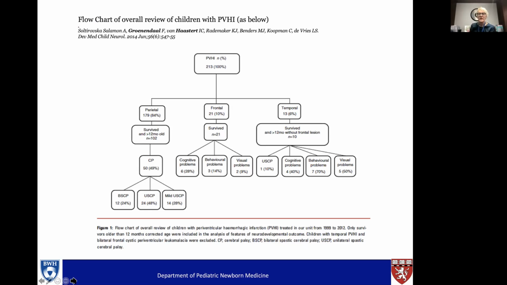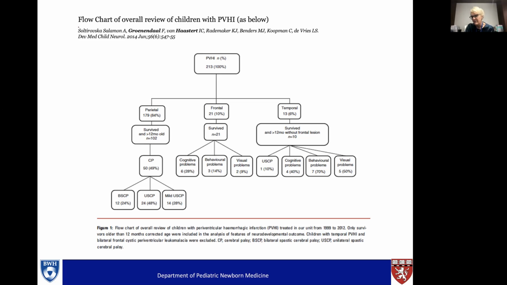And that was shown here by Linda de Vries's group when they did this beautiful series of over 200 infants with so-called grade 4. They looked at the distribution of them. And as you can see, the vast majority of these lesions lie in the parietal area. And of those children that survived, and about a third of them did not survive.